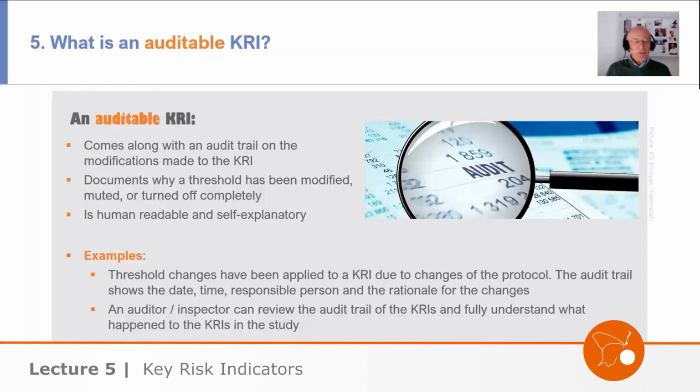And an auditor or inspector can review the audit trail of the key risk indicators and fully understand what happened to the key risk indicator in the study without pulling in an IT person that translates something rather cryptic into something that an auditor or inspector or anybody else in an organization can understand. So just make sure that your audit trail is human readable.